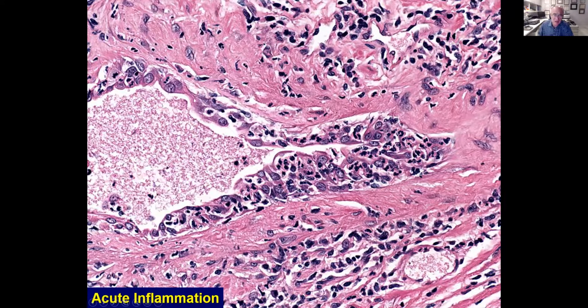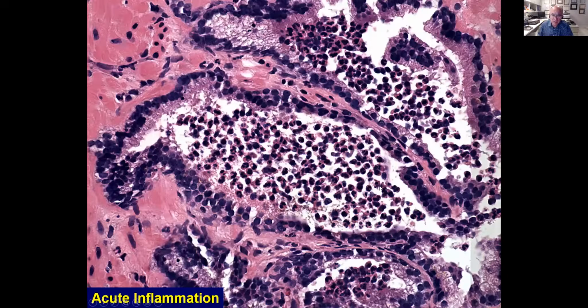As you can see here, this epithelium is loaded with neutrophils, and the presence of this inflammatory process is what is increasing the PSA. This is another kind of a small abscess inside the prostatic gland in the transitional zone.